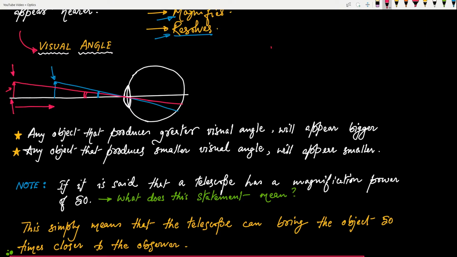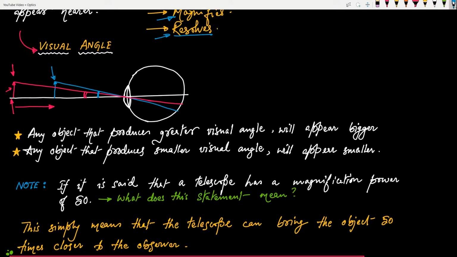In the earlier case, we saw that if this was the object, then using a microscope, this object becomes like this. Then we say that the visual angle has increased. Earlier, it was like this, and then the visual angle increased. This was the work of the microscope. But here we can see the visual angle is increasing in a different way. It is bringing the object closer, and then the visual angle is increasing.